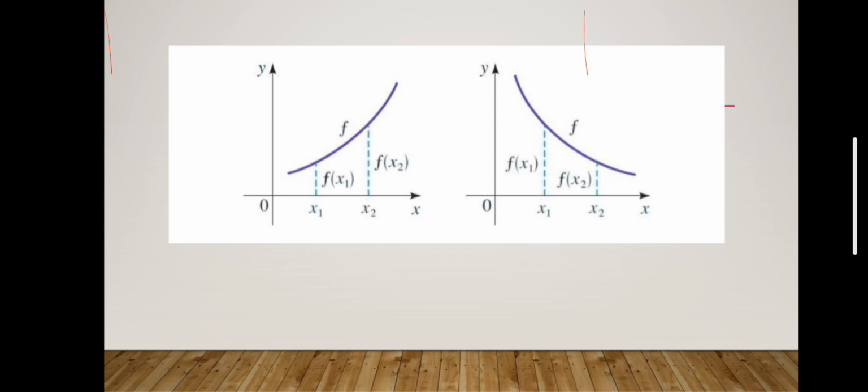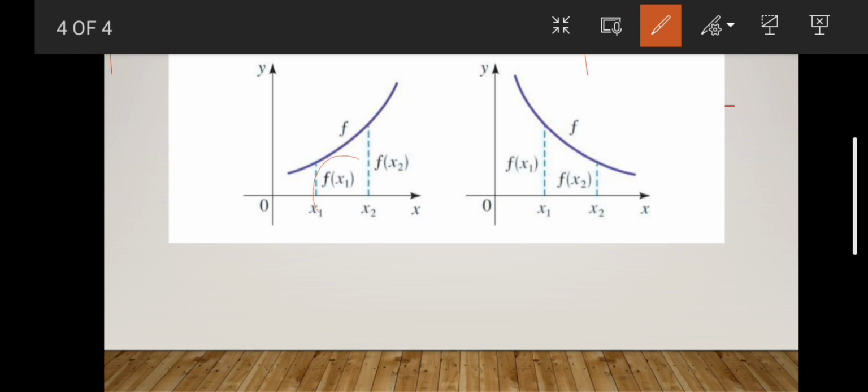Okay, so we have here our illustration. Let us try to determine which of them is increasing and decreasing. As we can see in our first illustration, f(x₁) is less than f(x₂). Therefore, this first illustration is a type of increasing function. We will now proceed to the next illustration. As we can see, f(x₁) is greater than f(x₂). Therefore, this is an example of a decreasing function.